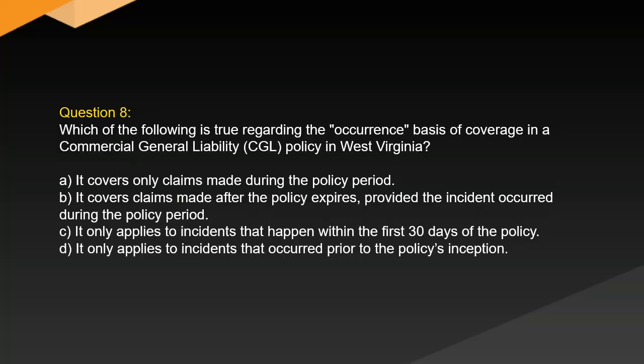Question 8. Which of the following is true regarding the occurrence basis of coverage in a commercial general liability CGL policy in West Virginia? A. It covers only claims made during the policy period. B. It covers claims made after the policy expires, provided the incident occurred during the policy period. C. It only applies to incidents that happen within the first 30 days of the policy. D. It only applies to incidents that occur prior to the policy's inception.